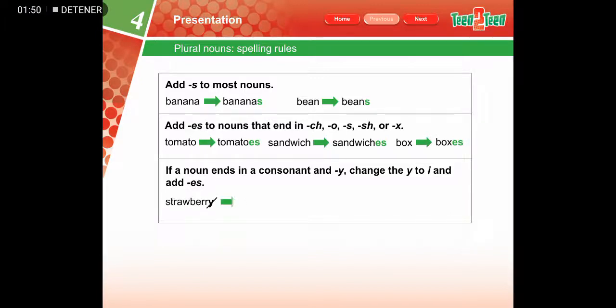Entonces tenemos strawberry. Entonces ustedes se fijan, termina en una r que es consonante y una y. Entonces le vamos a quitar la y y le vamos a poner la i, y le vamos a agregar es. Entonces para que diga strawberries. Igual que party, parties.